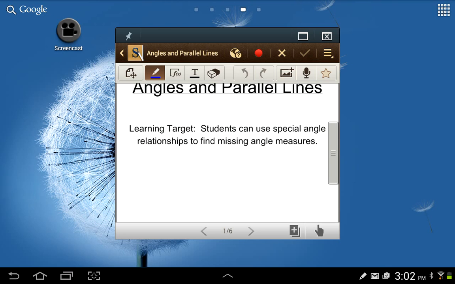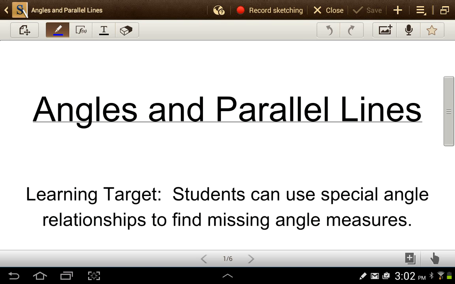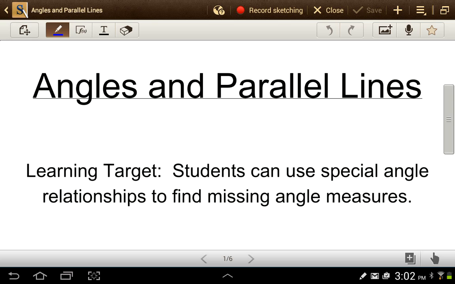Okay, today we're going to talk about angles and parallel lines. So we're going to continue with our angle relationships that we were working on yesterday. And now what we're going to do is focus on what angle relationships we have when we have parallel lines. Remember, parallel lines are lines that never intersect.